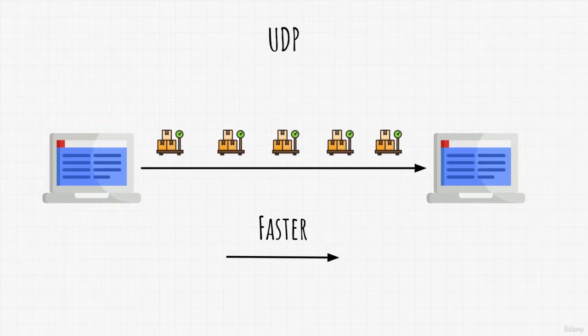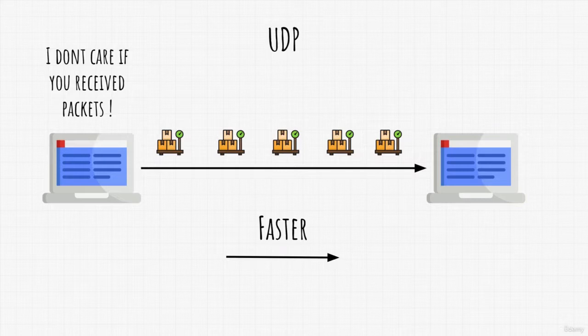UDP doesn't really care whether packets reach their destination, and it will not resend a packet if it didn't reach the other party. It will just continue sending other packets. You cannot ask for those missing packets again with UDP, and these are just the basics behind the two most known protocols for communication.